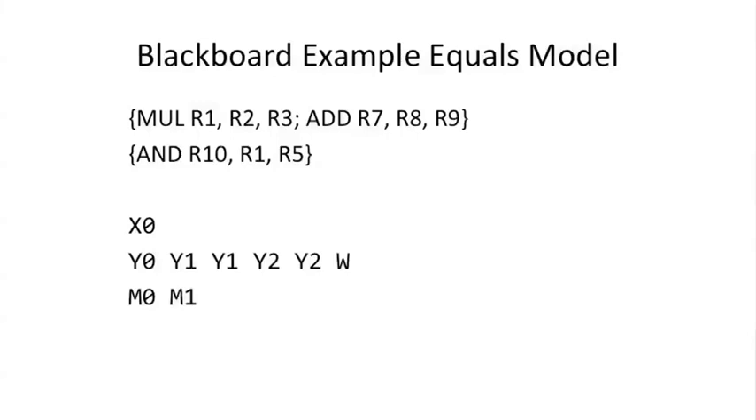Now, if this AND was, let's say, 3 more cycles later, it would actually get that value, and there would be a read after write dependence. So in the equals model, we're just saying that the operation takes effect exactly at the specified latency and never earlier.